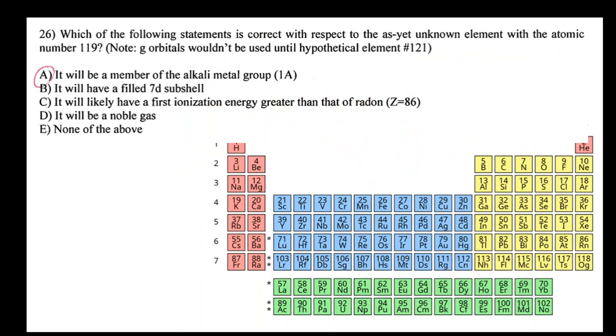Which of the following statements is correct with respect to the as yet unknown element with the atomic number 119? So the correct answer is it will be a member of the alkali metal group. So this is essentially just looking at the names of groups in the table. So we have 118 here, so 119 is going to wrap around in the table and be right here. So that's going to be part of the alkali metal group, which is the group 1 metals such as lithium, sodium, potassium.